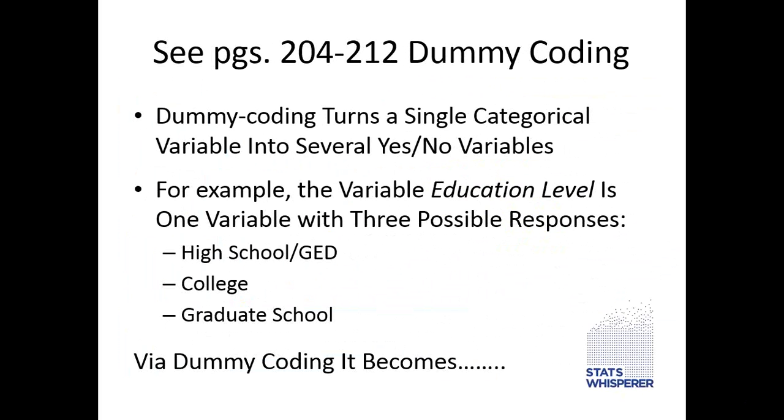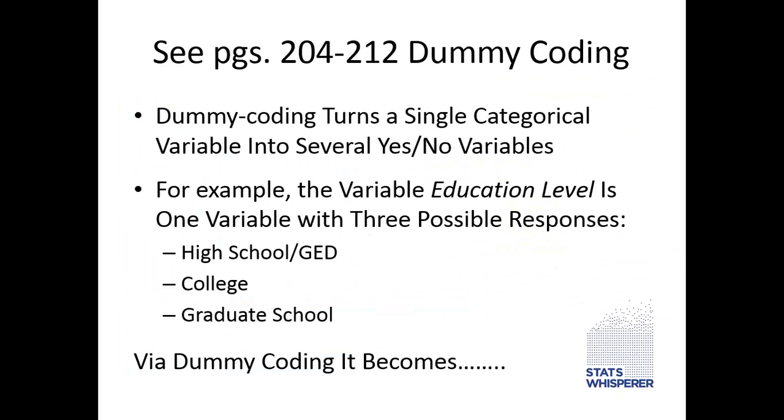So consider the variable education level. It is one variable, categorical, with a 3-category response. The study participant can either answer high school GED, or college, or graduate school, right? But we can't use the variable in that form in the regression model.